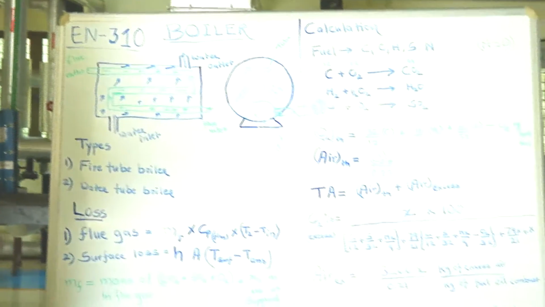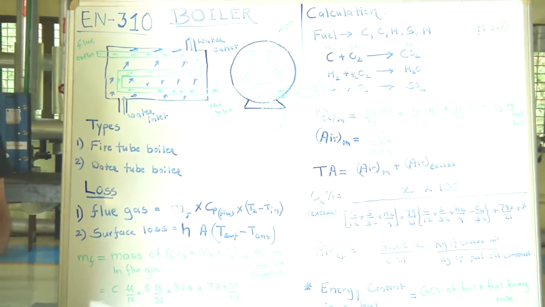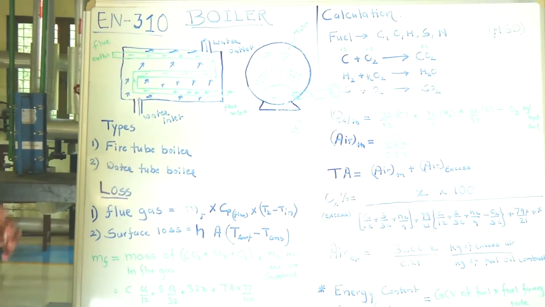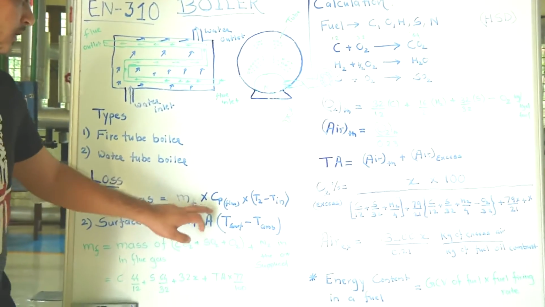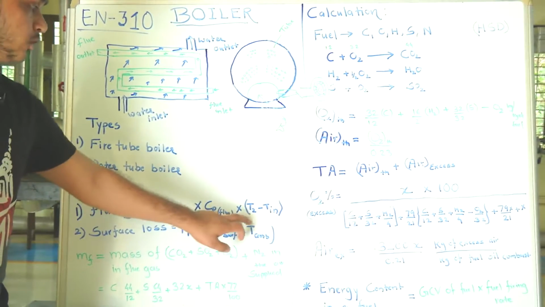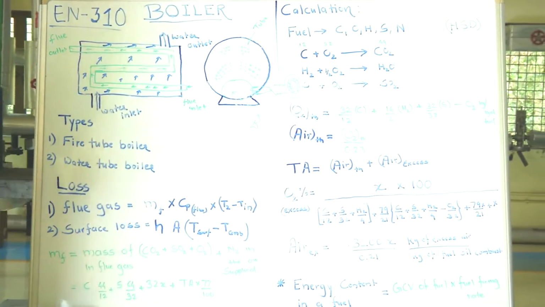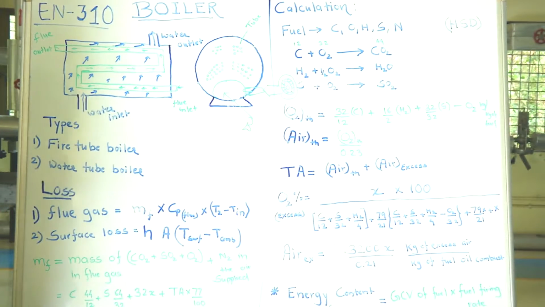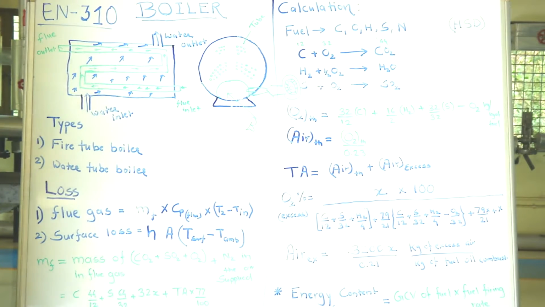There are two major losses, flue gas losses and surface losses. Also there are leakages, but we are going to neglect that. First of all, the flue gas loss will be MF into Cp of flue gas into T2 minus Tin. T2 is the exhaust temperature and Tin is the ambient temperature. MF is the mass of flue gases. The mass of flue gases consists of CO2, SO2, excess O2 and N2 in the air supplied, because N2 is not going to react. So it will be ideal, and N2 will be the same as inlet.